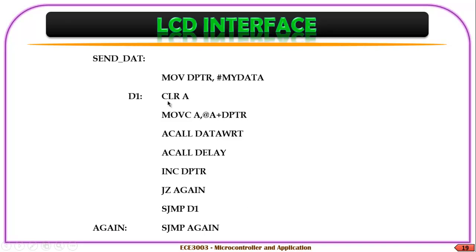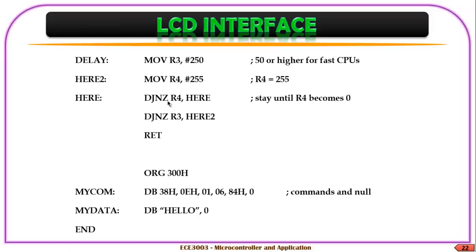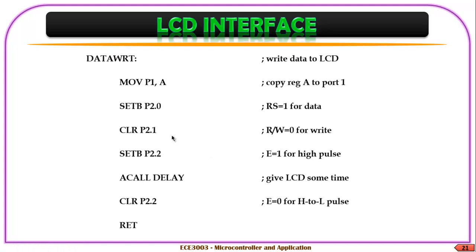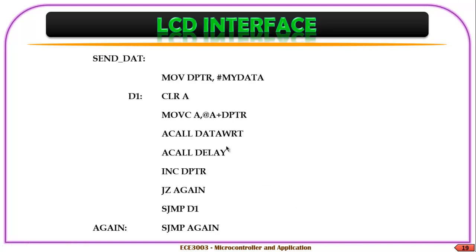For the first time, the accumulator will access the value of H. So H will be brought to the accumulator, and then the data write operation is carried out. The data operation is similar to the command write, the only difference is that RS will be set to 1. The remaining things are the same. Then we write the data, call the delay, and increment the DPTR to point to the next memory location. Then we check whether we are at the end of the database or not.